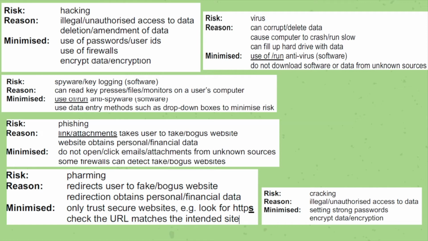The next one is spyware, which we have already seen earlier too. It can read key presses or files or monitor a user's computer. The last one is cracking. It is the illegal or unauthorized access to data. Now let's see how to minimize these risks, which we haven't seen earlier. Hacking can be minimized by usage of passwords, usage of firewalls, and encryption of data.